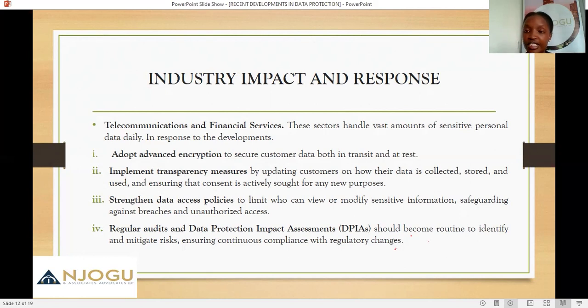Three, strengthen data access policies to limit who can view and modify sensitive information, safeguarding against breaches and unauthorized access. This happens where they contract third parties. When we look at that case scenario for Christian, the second respondent, who was contracted by NSSF, was able to take the video, market the video, without even sending the agreement to the complainant, without even the knowledge of NSSF, and went ahead and launched it in their conference without her knowing.